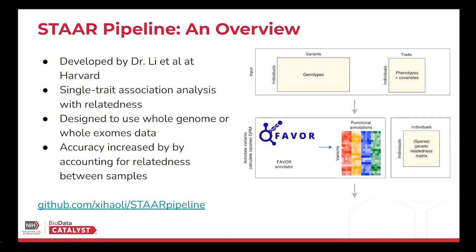STAAR Pipeline stands for Single Trait Association Analysis with Relatedness Pipeline. It's a new application designed to analyze whole genome or whole exome data, and it provides a really accurate representation of genetic data by accounting for relatedness within the samples, like some other pipelines do as well. Of course, it's great because it provides great association results and reduces false positives. It's based on an R package.